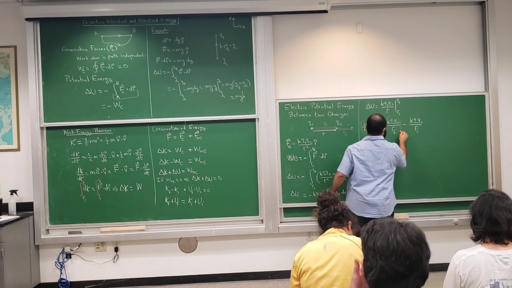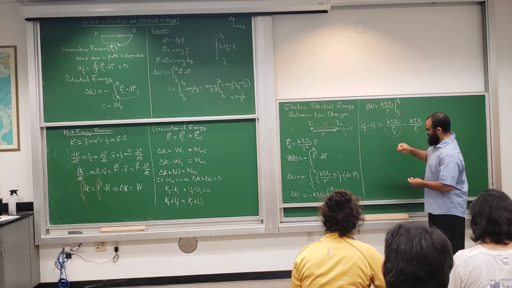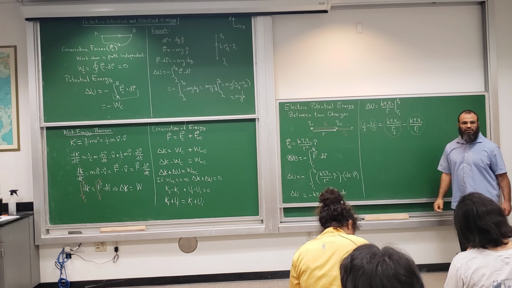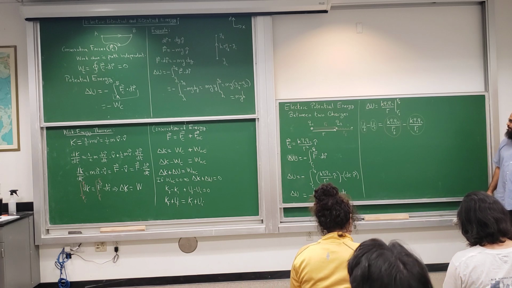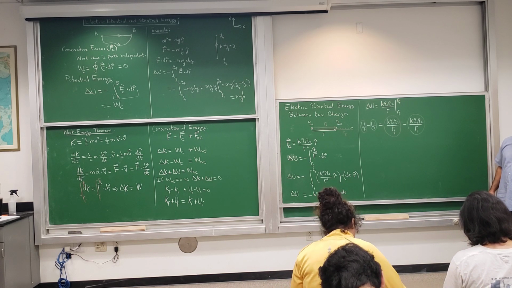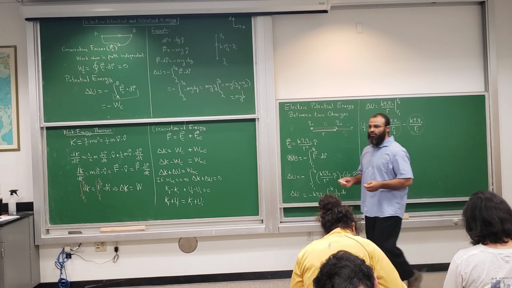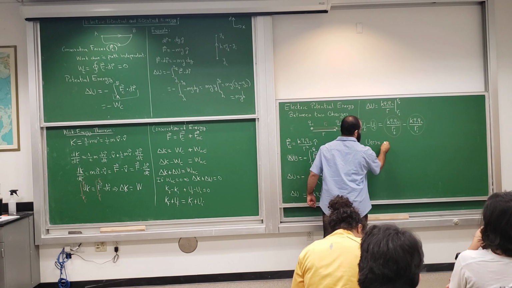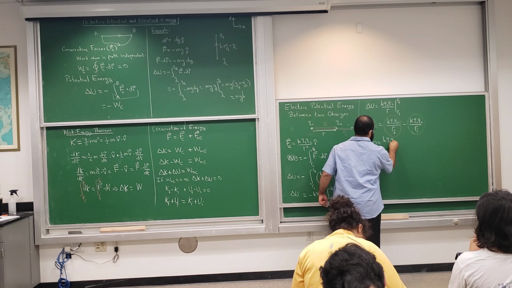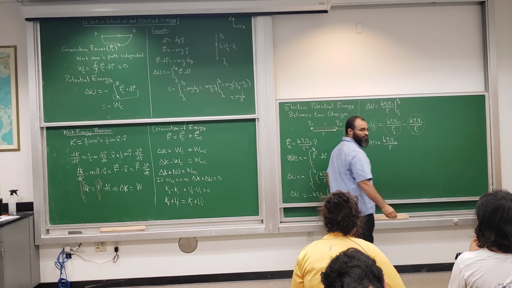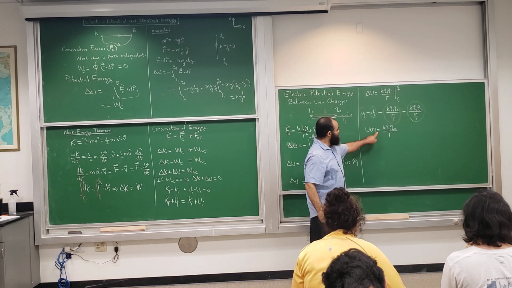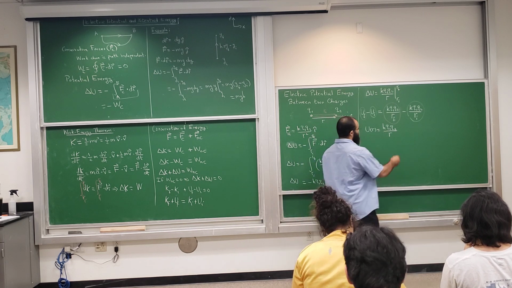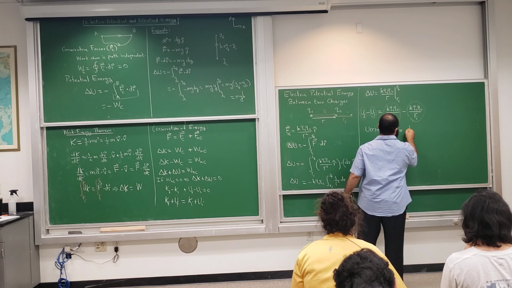This would be our U final, and this will be U initial. So, in general, U at a particular position R, so U of R is K Q1 Q2 over R. So if it's R initial, you'll have R initial. So in general, for any R, it's that. And again, K is 1 over 4 pi epsilon naught.